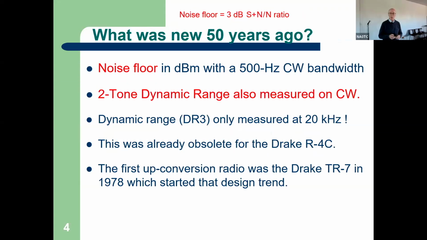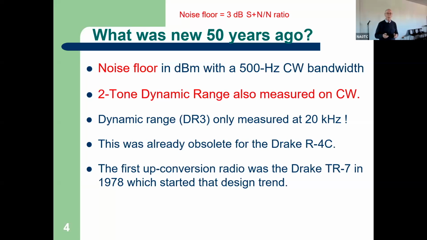different specifications. So here we are, noise floor. That was a new term. And it was in a CW bandwidth. And also two-tone dynamic range, which was really a much better measurement than this cross modulation. But the testing was only done at 20 kilohertz, which meant you had 2 signals, 20 kilohertz apart, and you're trying to find the distortion product that was either up the band 20 kilohertz or down the band 20 kilohertz. And that was already obsolete with the R4C that I had.